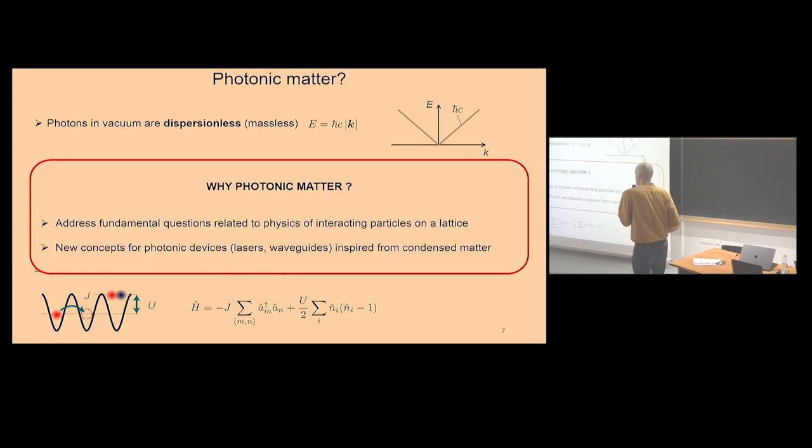So why do we want to do photonic matter? First of all, by studying this kind of photonic system optically, we can address fundamental questions related to the physics of interacting particles on a lattice. And we have new ways to probe it, basically using all the tools of optics and quantum optics. And also, as Jakob mentioned a bit earlier, we can use some of these concepts to design new types of photonic devices, like waveguides, insulators, and so on.